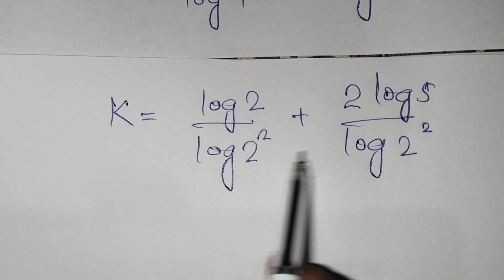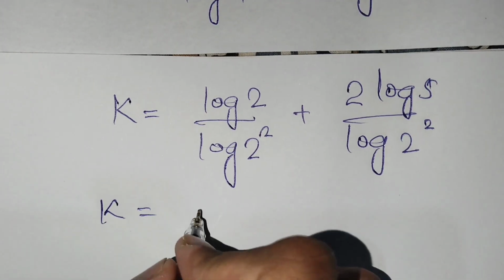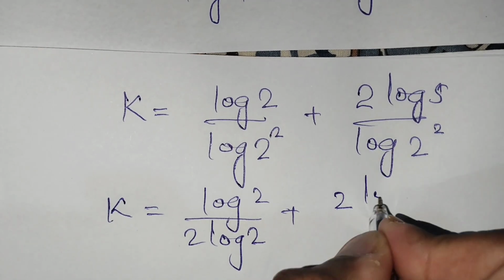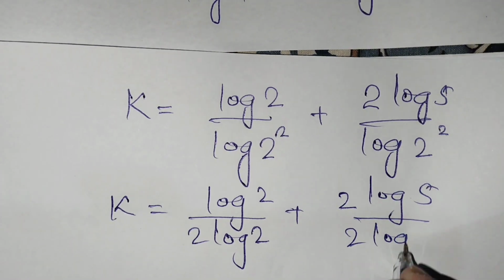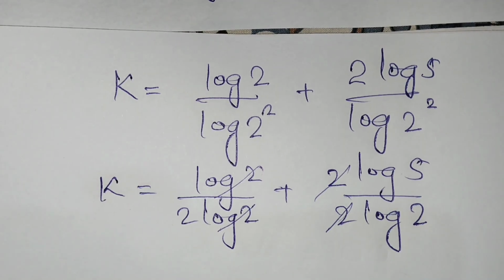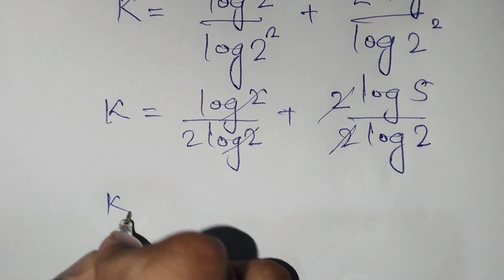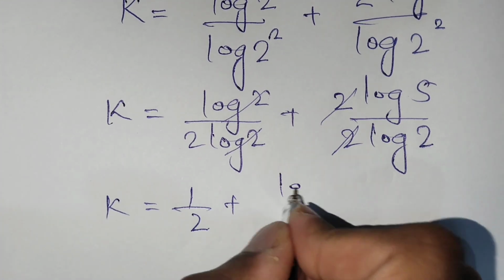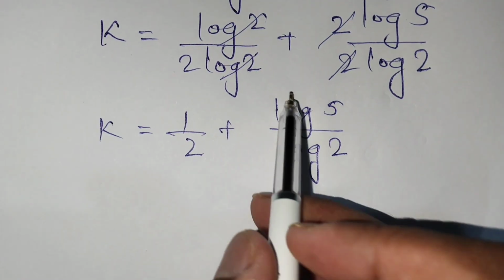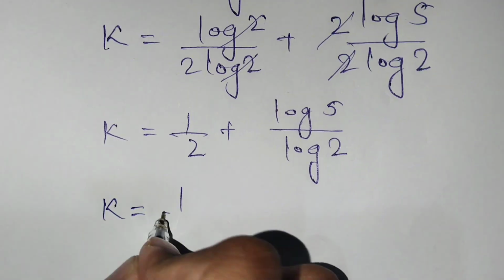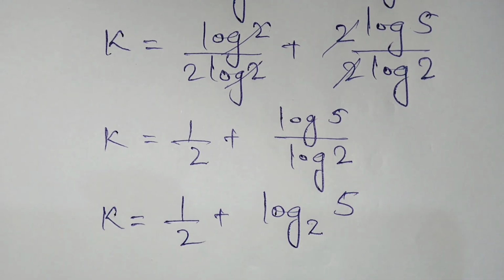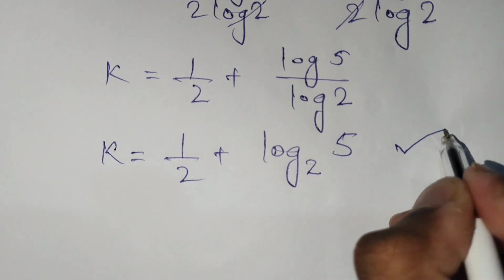Now we will apply the power rule in the denominator. K is equal to log of 2 divided by 2 times log of 2, plus 2 times log of 5 divided by 2 times log of 2. Log 2 cancels, and 2 cancels with 2. K equals 1/2 plus log of 5 divided by log of 2. Now we will use a formula here: this can be written as log of 5 with base 2. So K equals 1/2 plus log base 2 of 5. This is the final value of k.